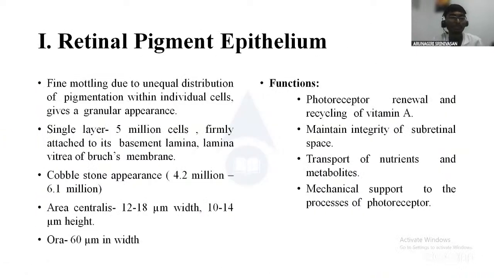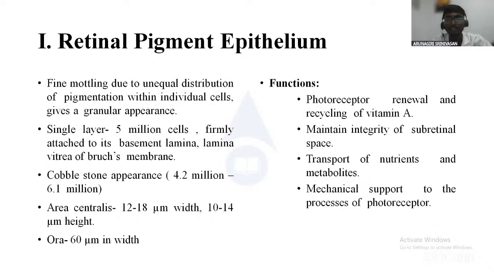Retinal pigment epithelium. It has a fine mottling due to unequal distribution of pigmentation within individual cells, giving a granular appearance. This is a single layer which contains 5 million cells firmly attached to its basement lamina, the lamina vitrea of Bruch's membrane. Cobblestone appearance, 4.2 million to 6.1 million. Area centralis is 12 to 18 micrometers wide with 10 to 14 micrometer height. Ora is 60 micrometers in width.